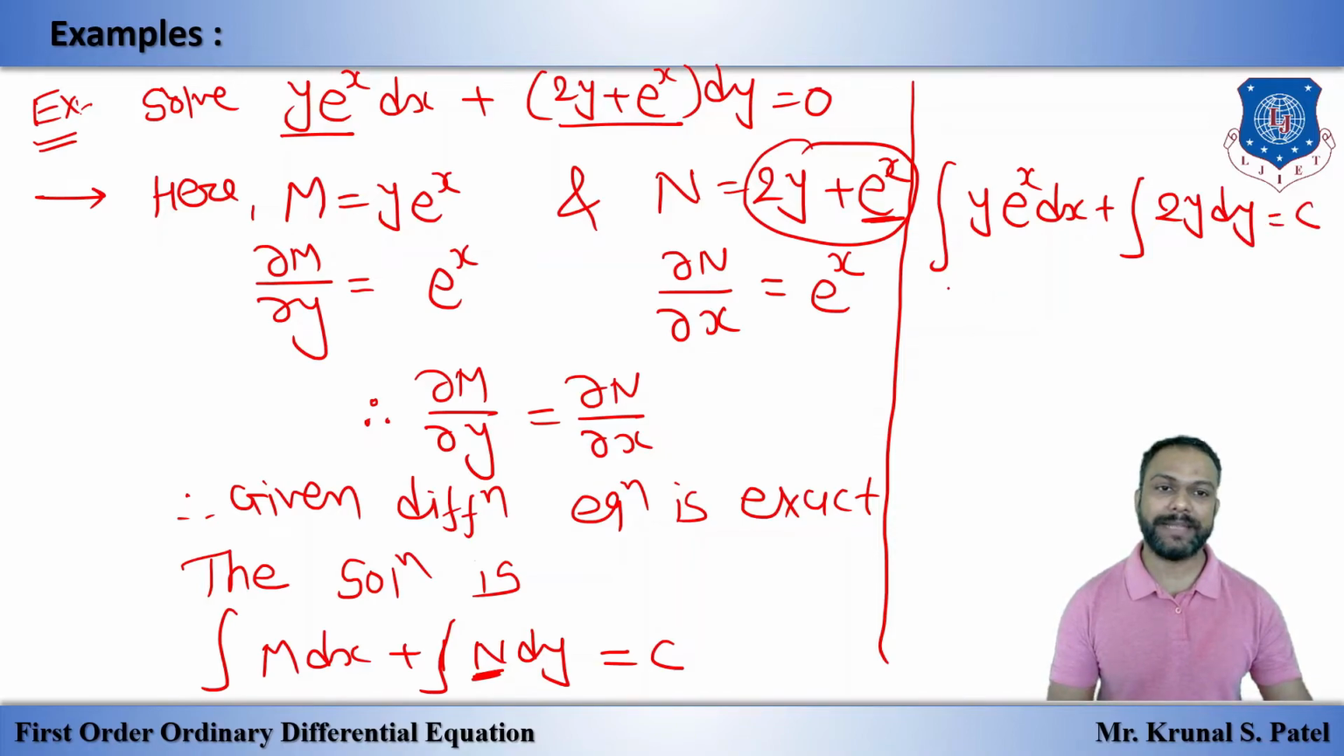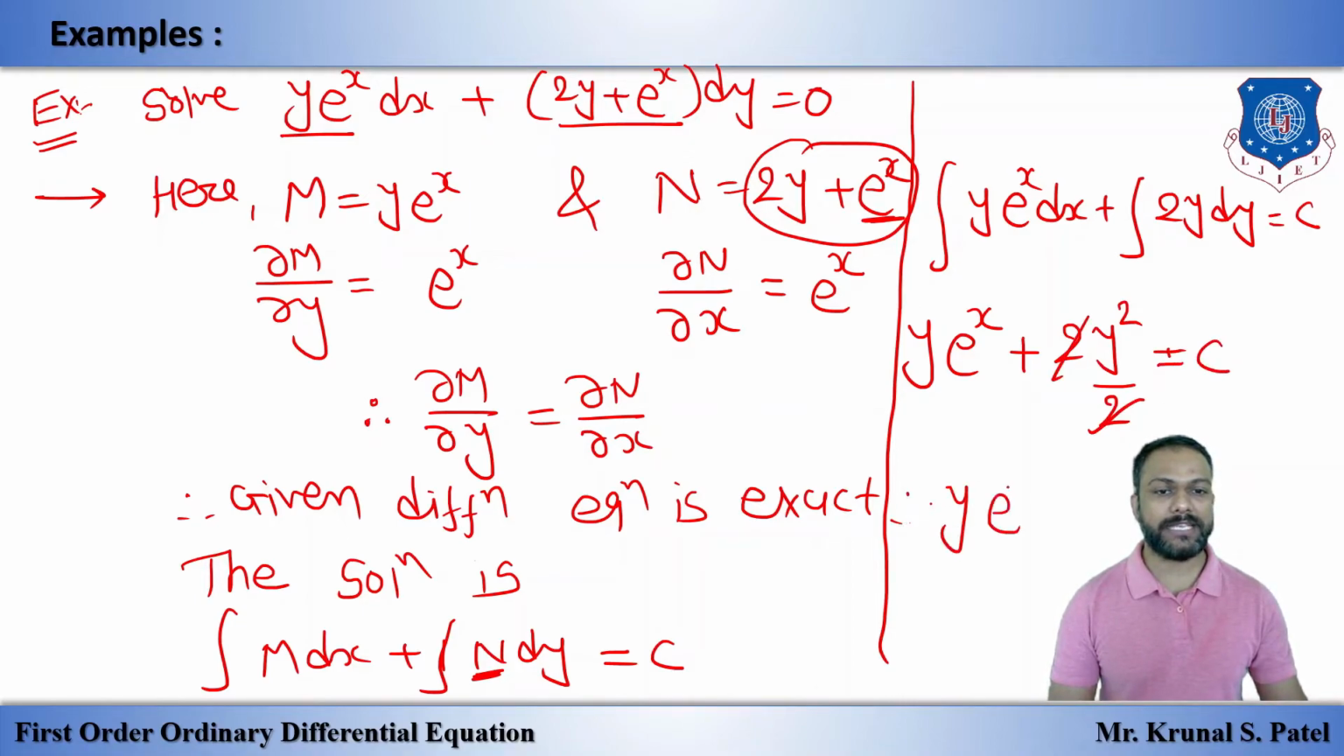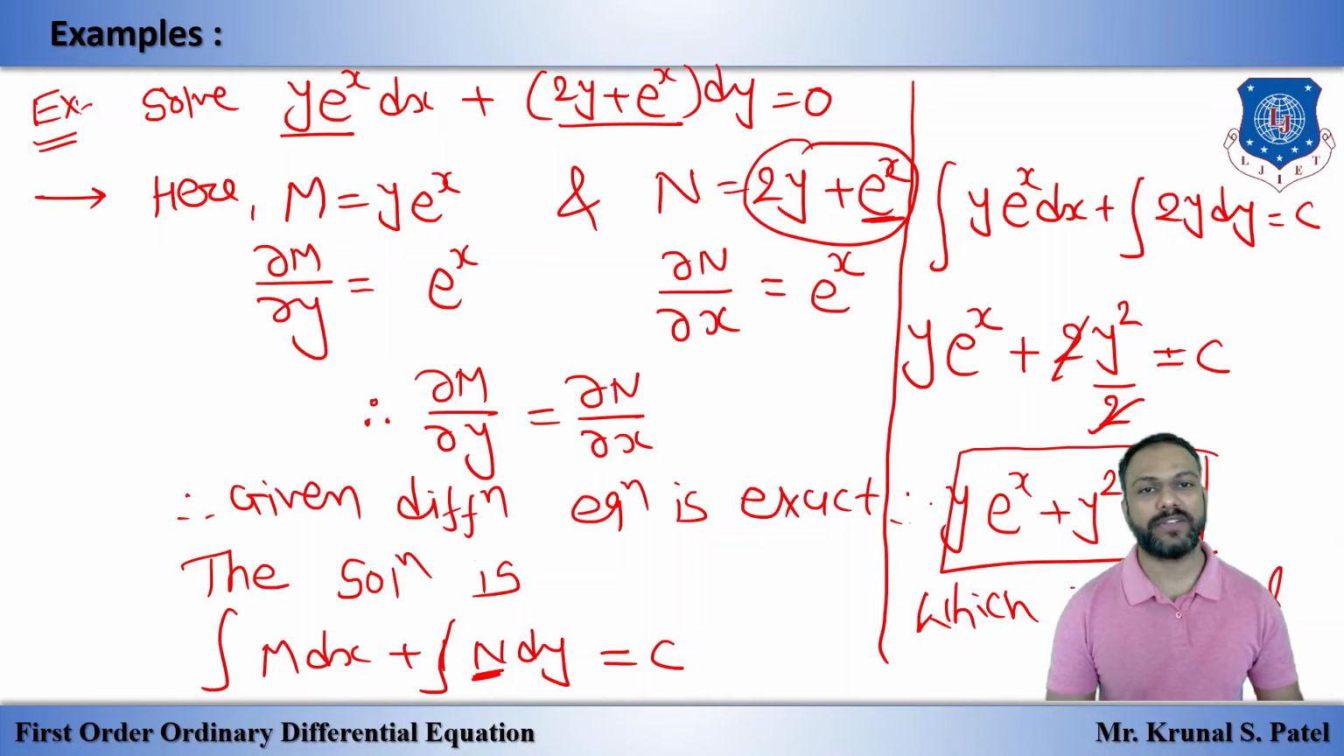Now just simple integration: y is constant, integration of e raised to x is e raised to x, and plus 2 integration of y is y square by 2, the 2 cancels out, and is equal to c. So the final answer is y e raised to x plus y square is equal to c, which is our general solution. So this is the method to solve the exact differential equation.